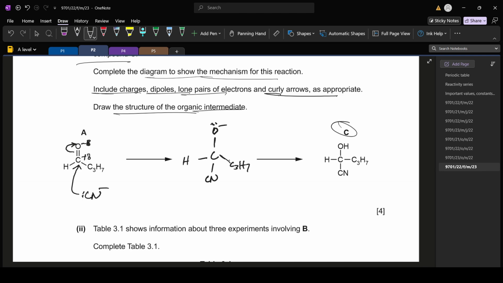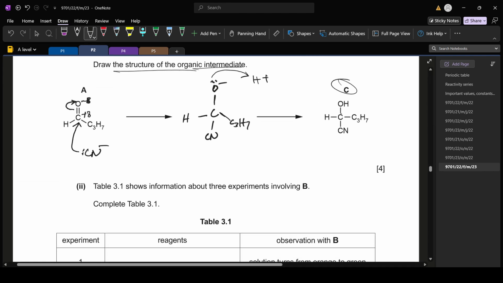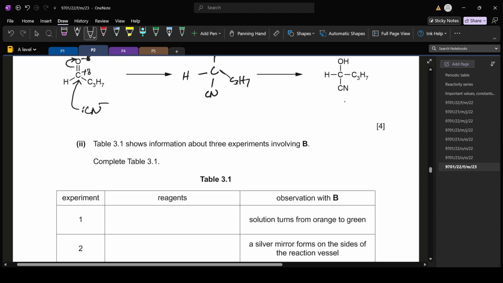C3H7. Now this cyano group is attached. Now there is an H plus over here, so this H will be attracted by this lone pair, and it will form the OH. So this is an addition reaction.